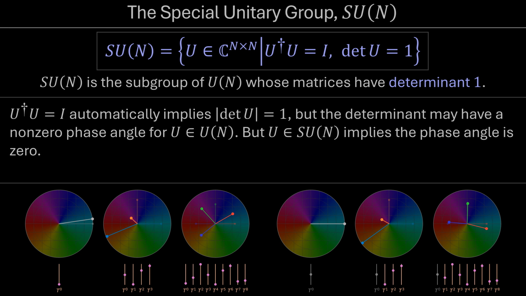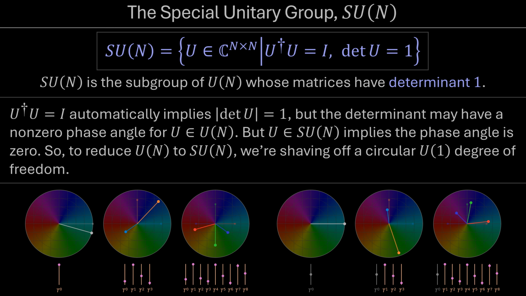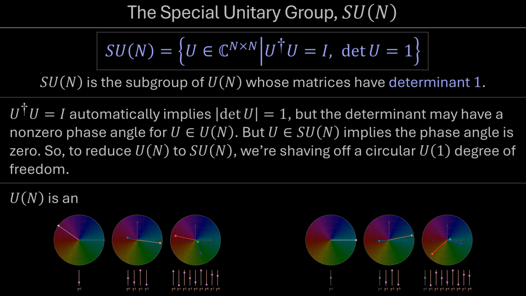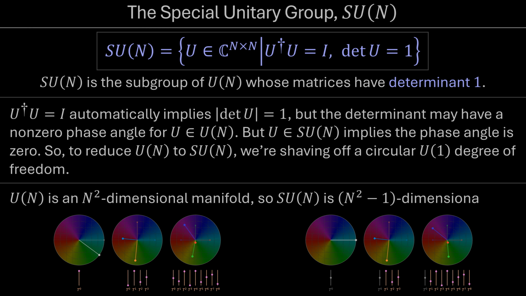It's a real number. So if you want to take the n by n unitary group, UN, and reduce that to the special unitary group, that involves shaving off a circular U1 degree of freedom. The unitary matrices involve this global phase factor that we don't have in the special unitary matrices. Now, because UN is an n-squared dimensional manifold, SUN is going to be n² minus 1 dimensional. So, for example, SU3 is 3² minus 1, which is 9 minus 1, which is 8 dimensional.